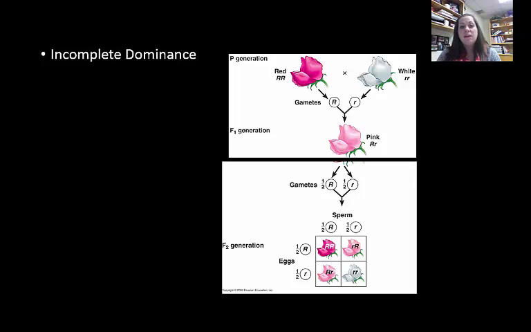However, if you take 2 pink flowers and you cross them, you're going to get 1 red, 2 pink, and 1 white. This gives you a 1-2-1 ratio for incomplete dominance. So the best example here is the flower color. The heterozygous big R little r is pink.